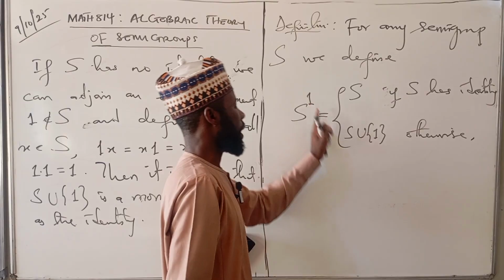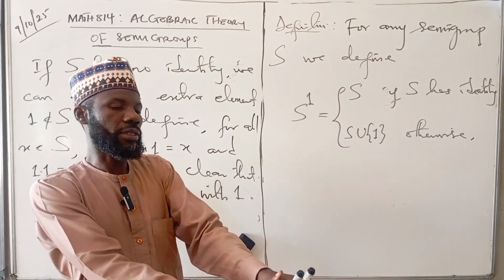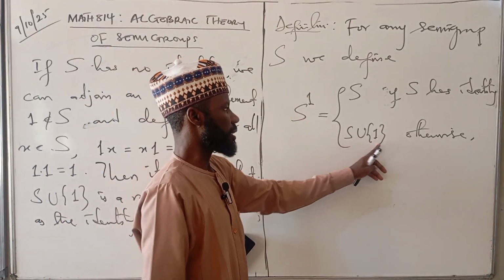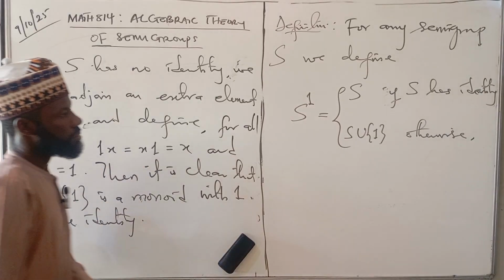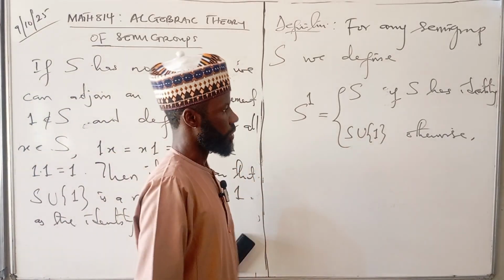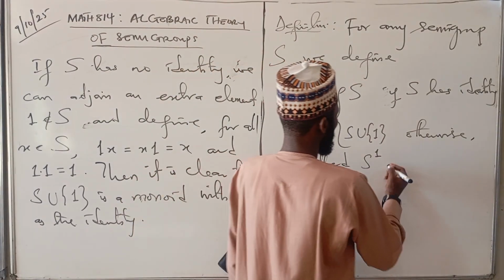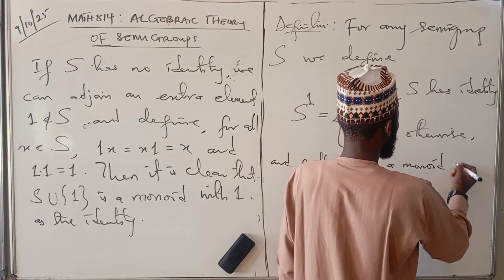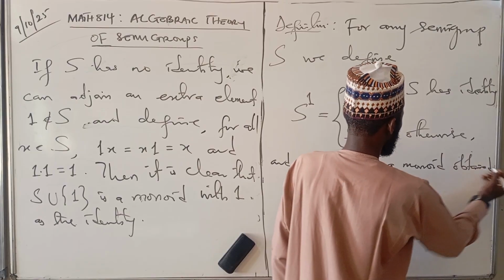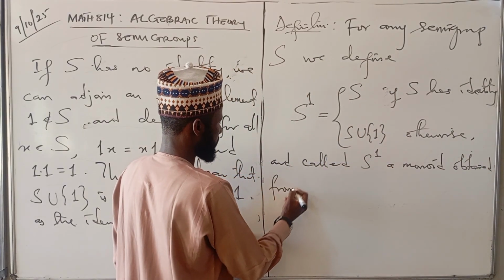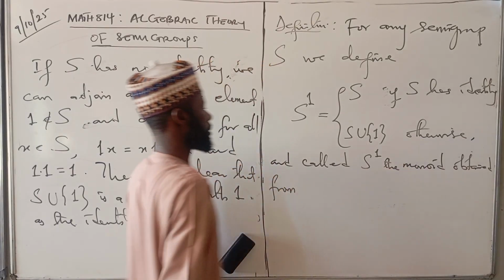So in other words, S1 is just the semigroup already if there is identity, so you don't need to do anything to it. But if there is no identity, you bring an extra element and do this kind of extension of the binary operation. And then the resulting semigroup is called what? A monoid with identity obtained from S, or the monoid. I think because always you do this.